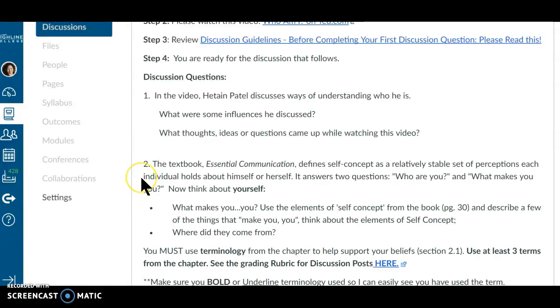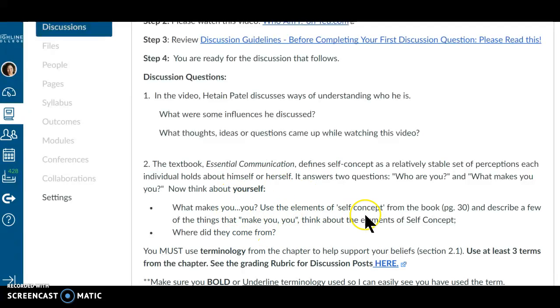It's talking about your self-concept, right, which is a stable set of perceptions, what you think about yourself. It's who are you, what makes you you. So in this second section, you're talking about yourself. The first section you talk about Patel. The second part of the question, you talk about yourself. What makes you you? What are the characteristics?